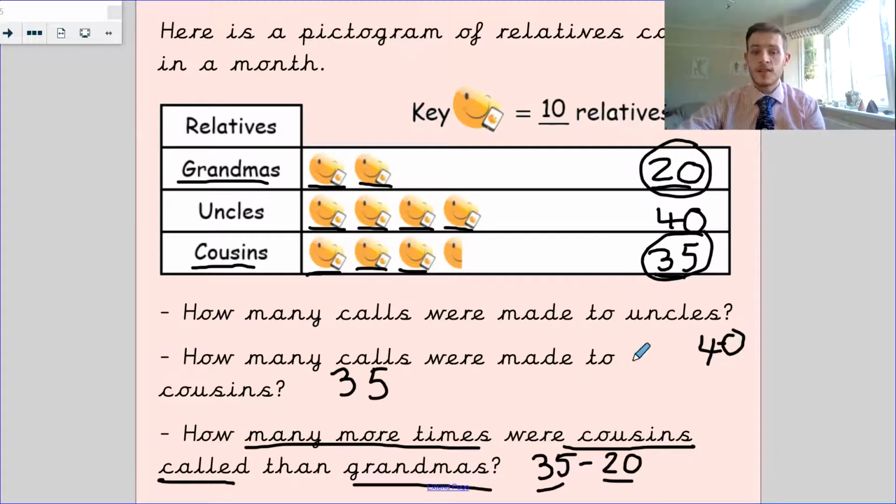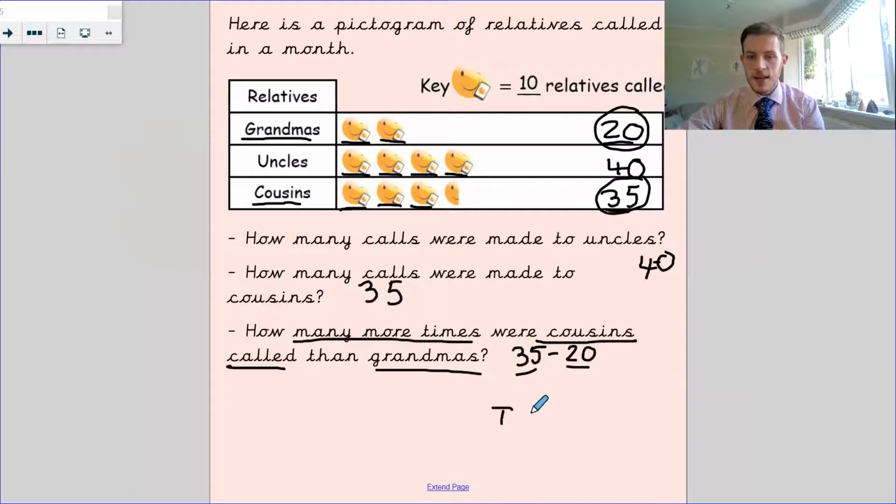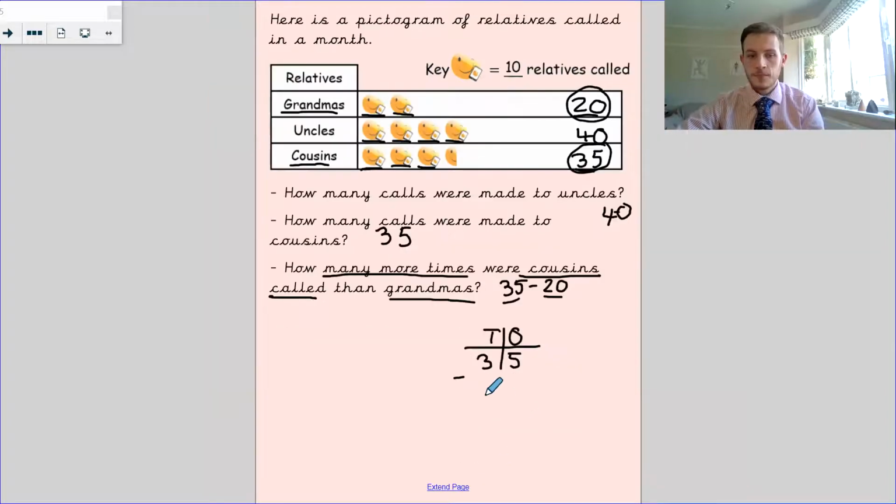So if I did 35 take away 20, if I extend my page, if I did it in my tens and ones column, because I think that's going to help me. 35 take away 20. Because when I've put it like this, that's much easier. 5 take away 0 is 5. 3 take away 2 is 1. So how many more times were the cousins called? They were called 15 more times.